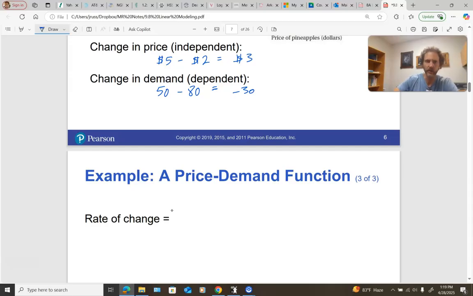I didn't put a dollar sign. Oh, wait, no, I don't need a dollar sign. Yeah, it's pineapples. Okay, that's the unit. Okay, so the change in our dependent variable, well, the number of pineapples sold is decreasing.